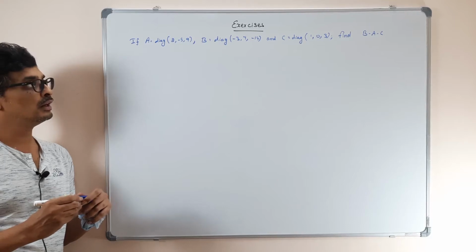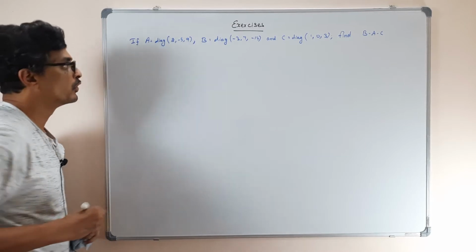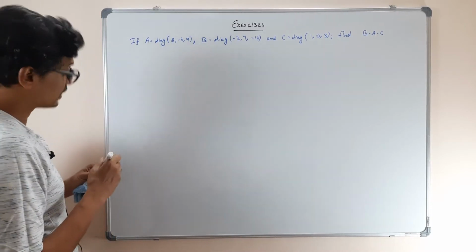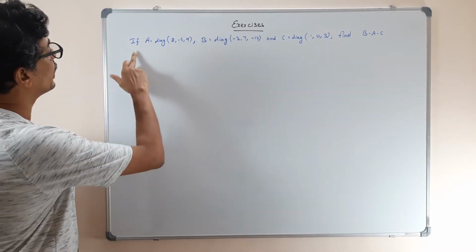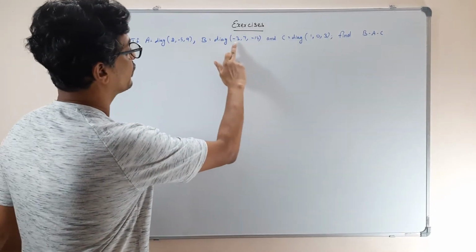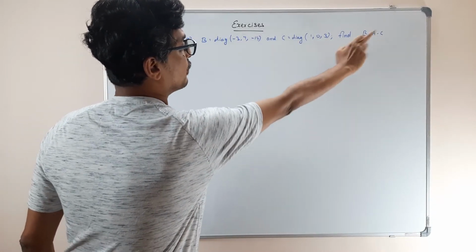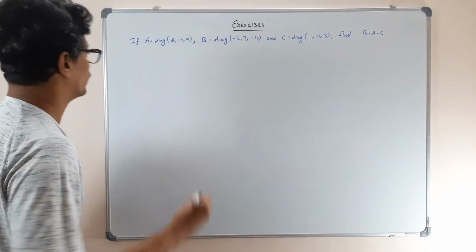Today we will do problems using algebra of matrices. Okay, so this is the problem you will see. If A is a diagonal matrix given by these diagonal elements, B is a diagonal matrix with these diagonal elements, and C is a diagonal matrix with these diagonal elements, find B minus A minus C. Solution.